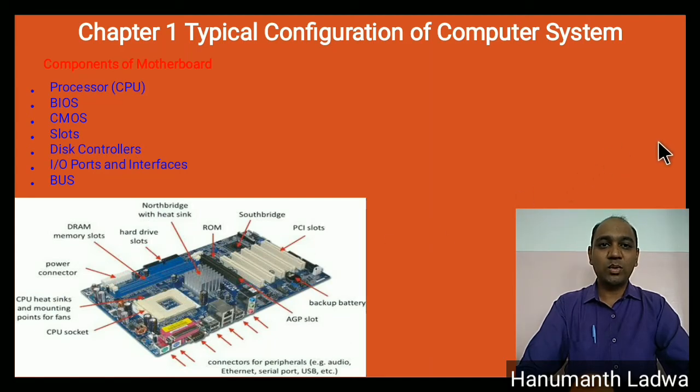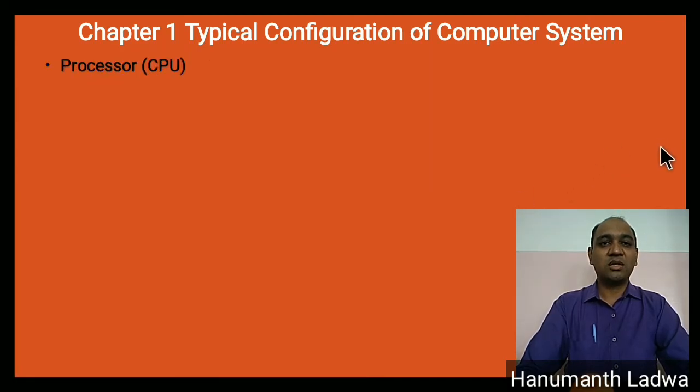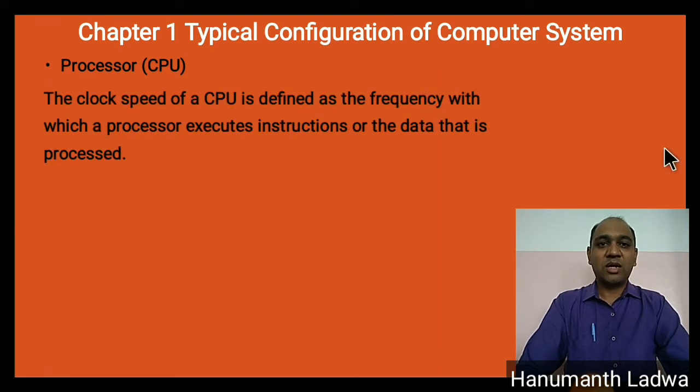Let us continue with the first one, that is processor, CPU. CPU acts as the brain of the computer system, which performs both arithmetic and logic operations. Let us continue with the clock speed. The clock speed or the processor speed can be measured with the help of hertz, megahertz, even gigahertz. So all these are nothing but the processor speed. The clock speed of a CPU is defined as the frequency with which a processor executes instructions or the data that is processed.